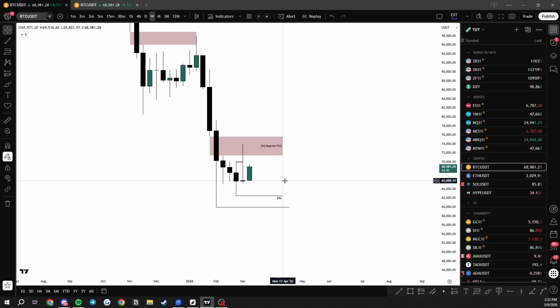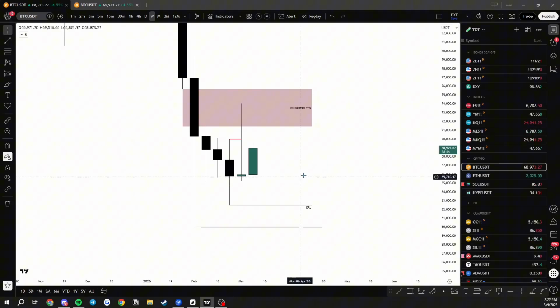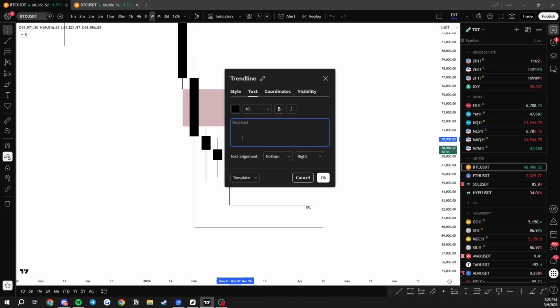But yeah, so now the question becomes, where are we manipulating to, right? So what I'm going to do here, let's go ahead and make sure that we annotate everything so we don't get lost in this, right?